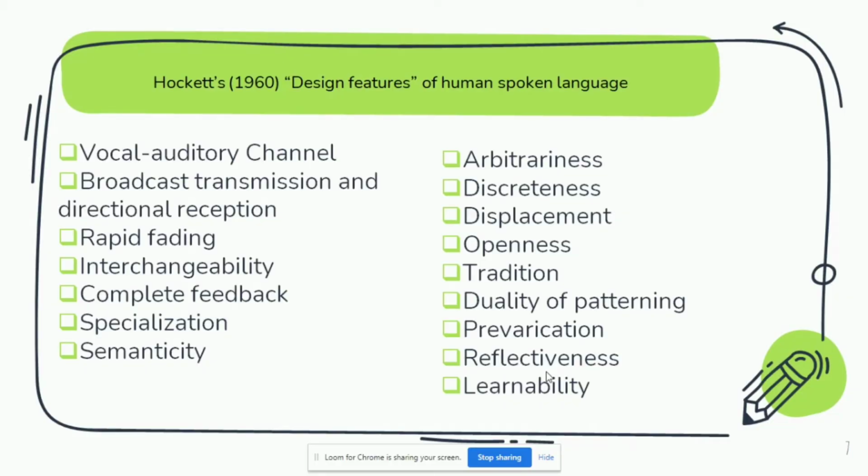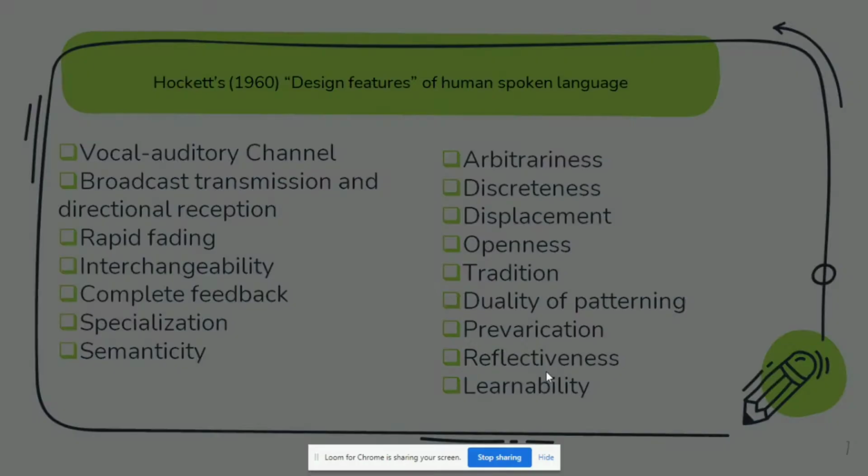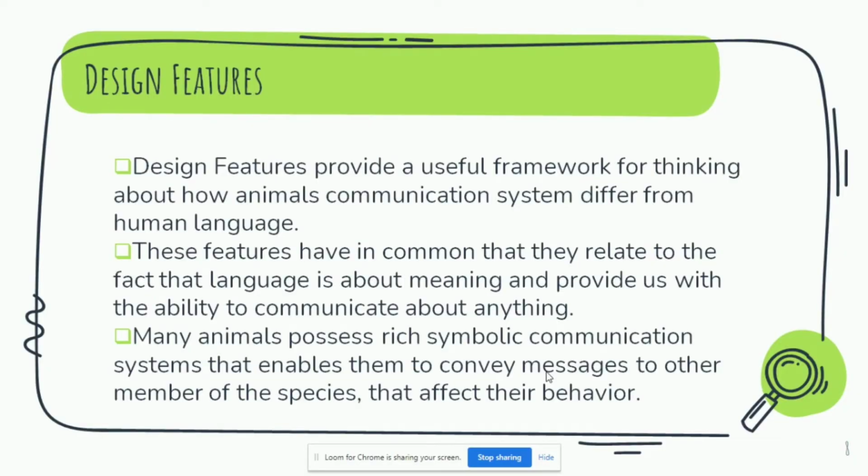These are the design features of Hockett. These are design features of a human spoken language. Design features provide a useful framework for thinking about how animals' communication systems differ from human language. These features have in common that they relate to the fact that language is about meaning and provide us with the ability to communicate about anything. Many animals have a rich and symbolic communication system that enables them to convey messages to other members of their species that affect their behavior.